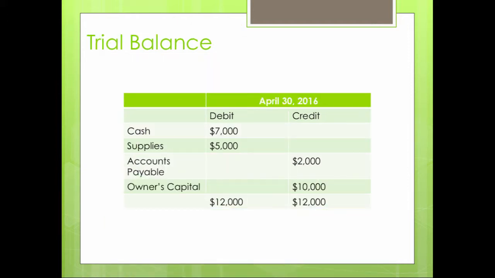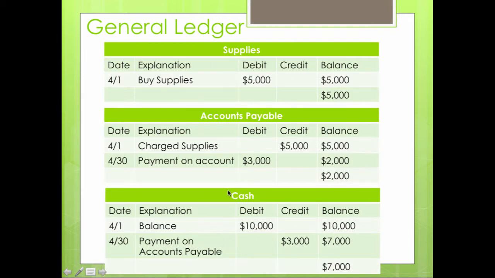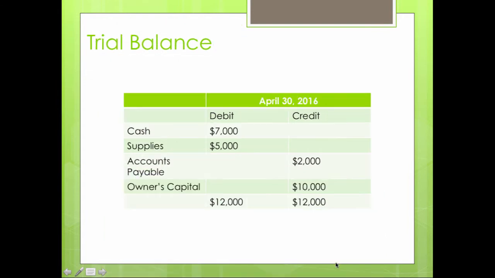So how do you know if you recorded everything correctly? One way to check is by completing a trial balance. This is what a trial balance looks like. And basically this is a list of accounts with the balances that you determined over in your general ledger. You see how you have supplies account $5,000, your accounts payable is $2,000, and your cash is $7,000. All you do is transfer it to your trial balance.